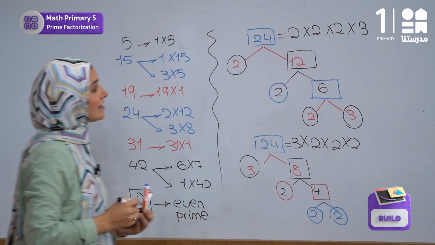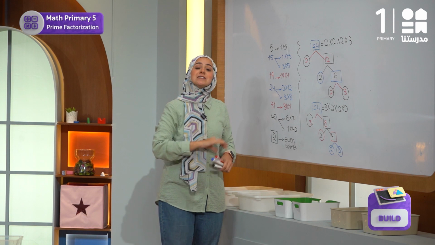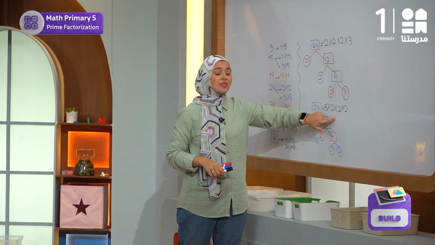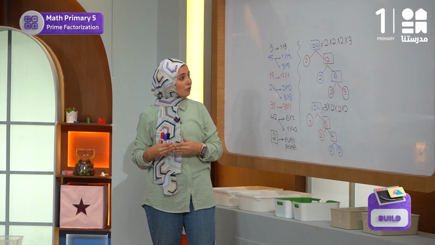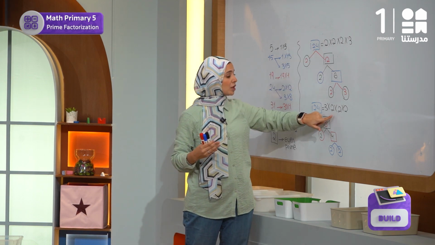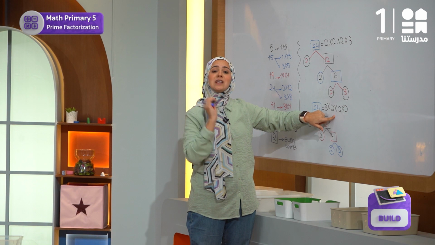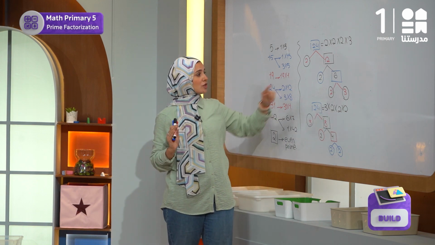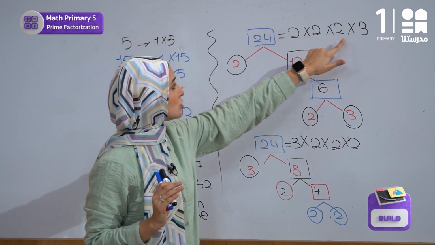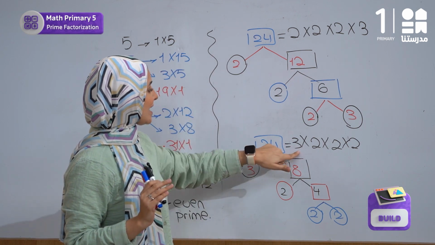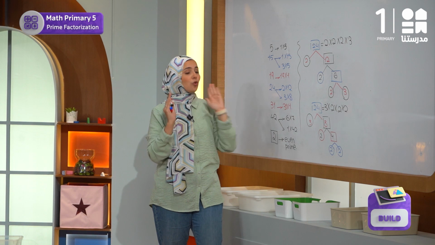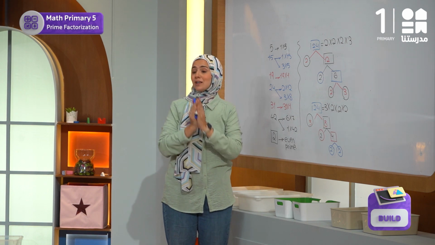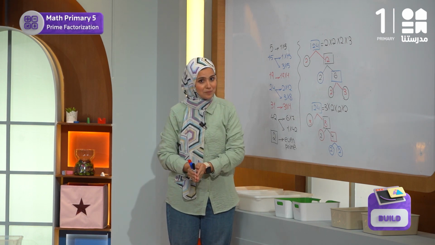When I check here, I need to ask myself something. Are these 2 the same? Yes. Why? Because we remember from before that there is something called the commutative property of multiplication. So this means that 2 times 2 times 2 times 3 is the same as 3 times 2 times 2 times 2. And this is how we factor and find the prime factors of numbers.